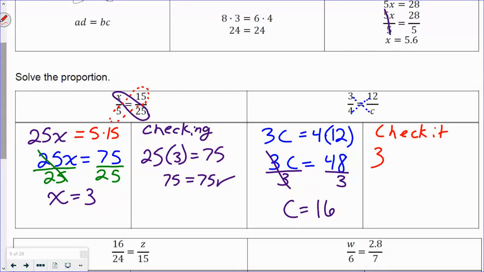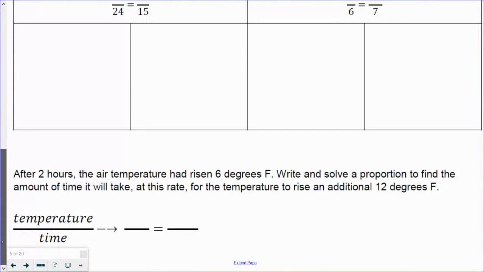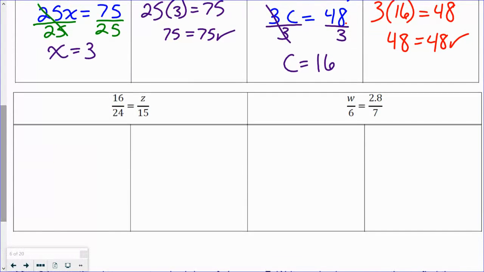All right, is 3 times 16 equal to 48? And I got 48 because I took 4 times 12. All right, so 3 times 6 is 18. 3 times 1 plus 1. We are good. Our equation is correct. Alrighty, two more, and then we get to our own word problem.